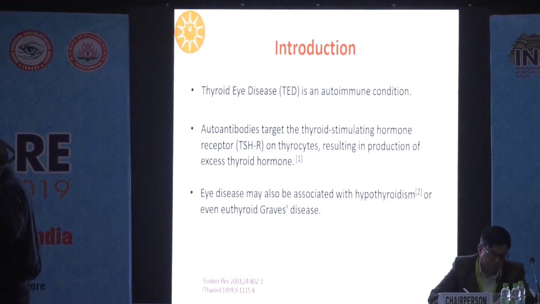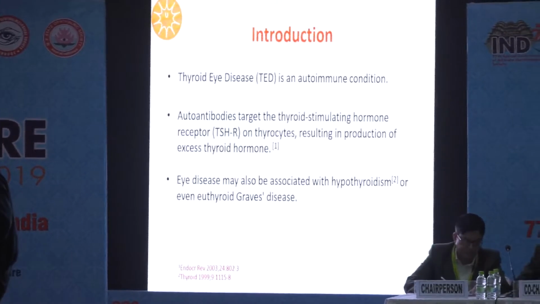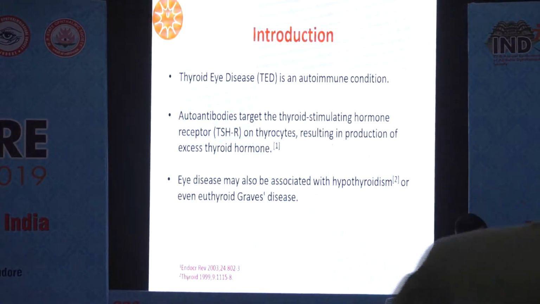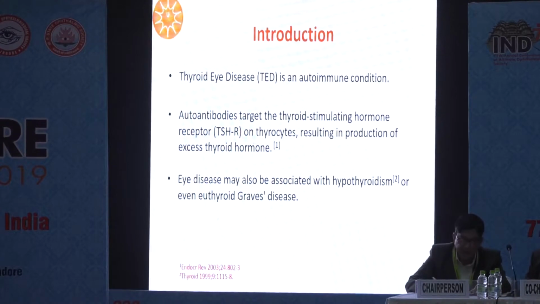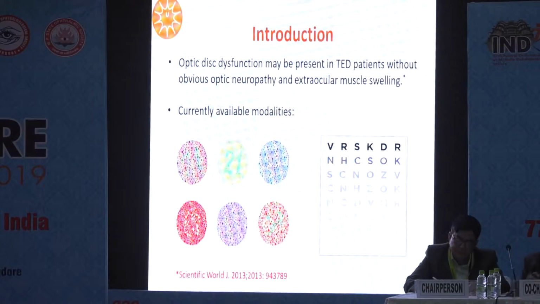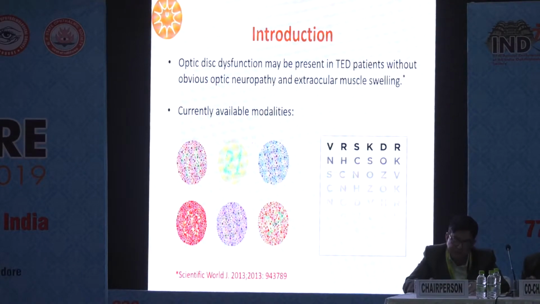Thyroid eye disease is an autoimmune condition. Autoantibodies target the TSH receptor on thyrocytes, resulting in production of excessive thyroid hormone. Although thyroid eye disease, or Graves' ophthalmopathy, is usually associated with hyperthyroidism, it may also be associated with hypothyroidism or even be seen in euthyroid Graves' disease. Optic disc dysfunction may be present in patients with thyroid eye disease without any obvious signs of optic neuropathy or extraocular muscle swelling.